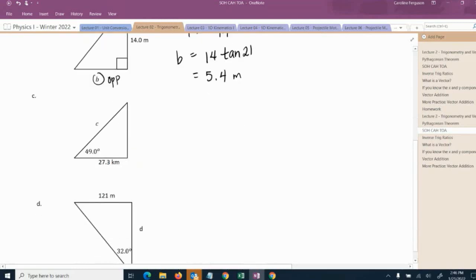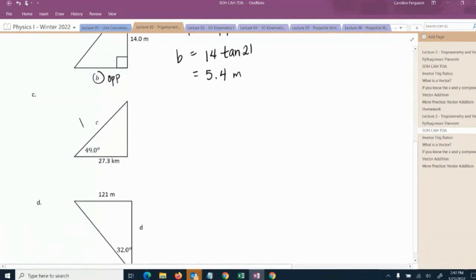Awesome. Okay, so we'll do C. So C, this side here is the hypotenuse. We have the adjacent side, and this is our angle. So we'd say we have A, we're looking for hypotenuse, so we're using CA.